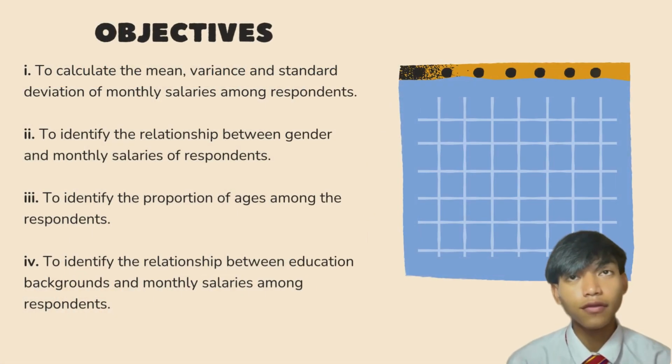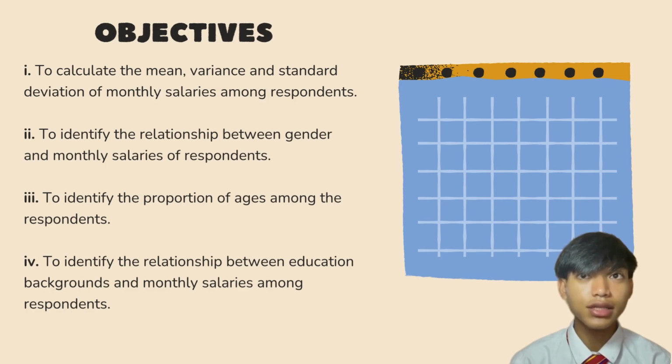Okay, next is the objective for our study. We have 4 objectives. The first one is to calculate the mean, variance and standard deviation of monthly salaries among respondents. The second one is to identify the relationship between gender and monthly salaries of respondents. The third one is to identify the proportion of ages among the respondents. And the last one is to identify the relationship between education backgrounds and monthly salaries among the 40 respondents in our study.